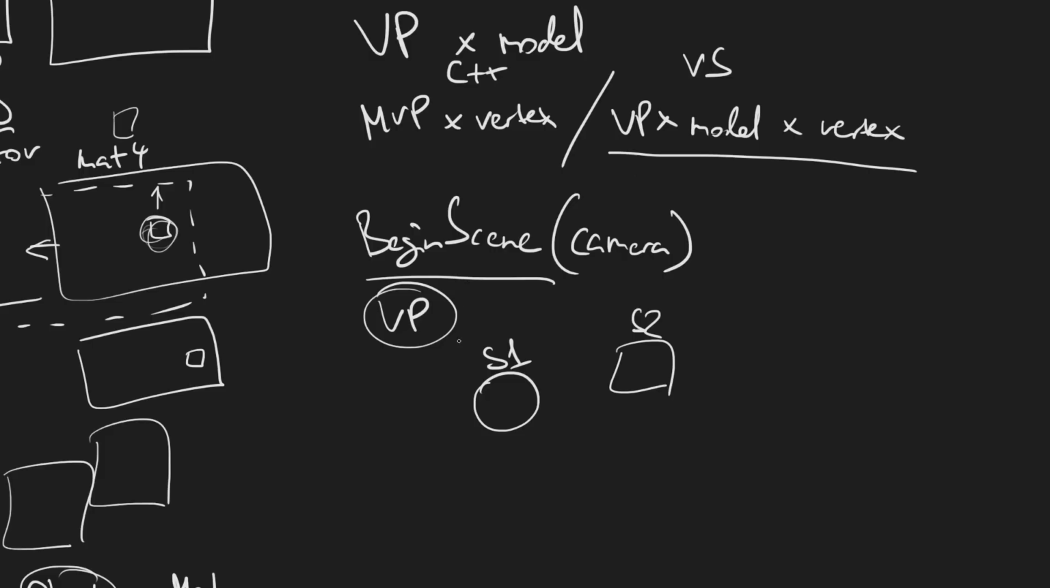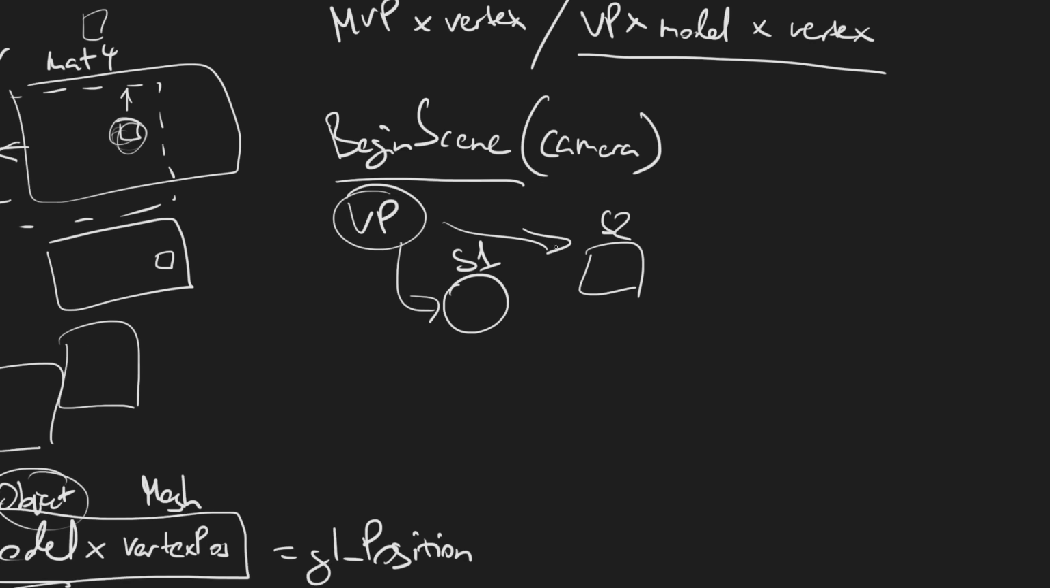What do we do? Well, what actually needs to happen is that view projection matrix needs to be uploaded into both of those shaders, right? But we don't know that we're going to submit this yet, so we can't actually do that. So what begin scene with the camera should actually do is not upload any uniforms.